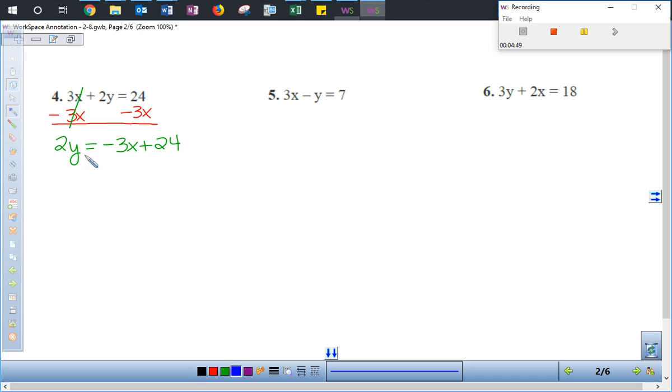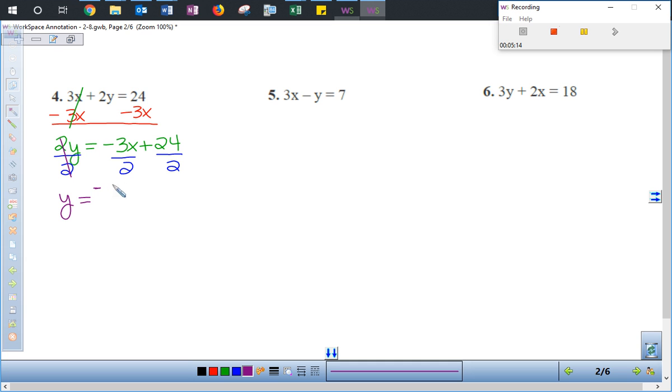And then I want to get the 2 away from the y, so we're going to divide each term by 2. So 2y divided by 2 leaves me with y. Negative 3 divided by 2 doesn't work out very well because 3 does not divide by 2. So we're going to leave it as a fraction, and we're going to make sure it's simplified. So 3 over 2 cannot be simplified.